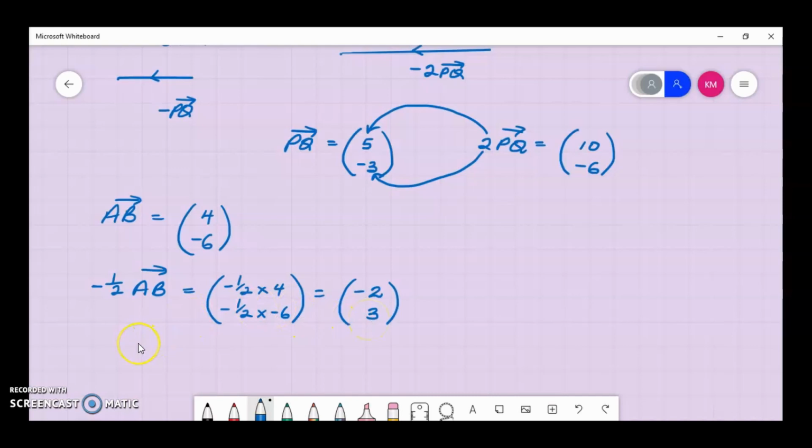And there you have it, addition, subtraction, and multiplication of vectors.